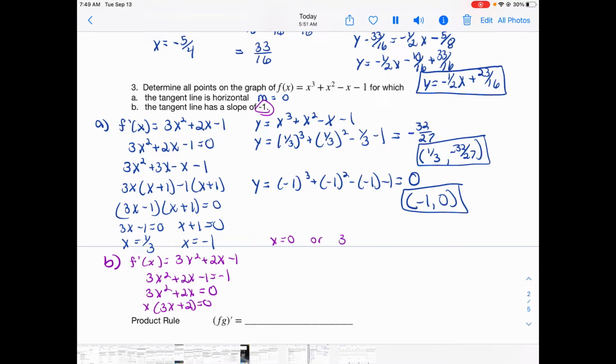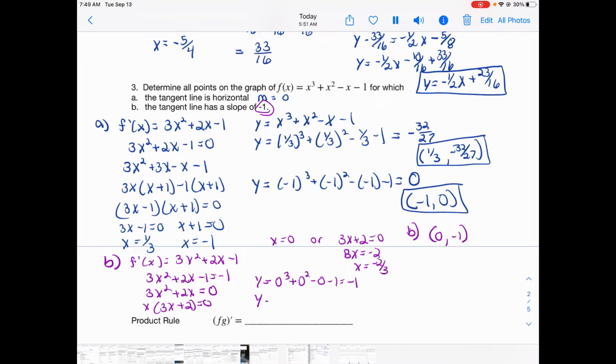Where x is equal to 0, or x is equal to negative 2/3. And again, I asked for the point of tangency, so I'm not done. I've got to go back to my original function and replace every x with 0, and I get negative 1. So the point of tangency where the slope is negative 1 is 0, negative 1.